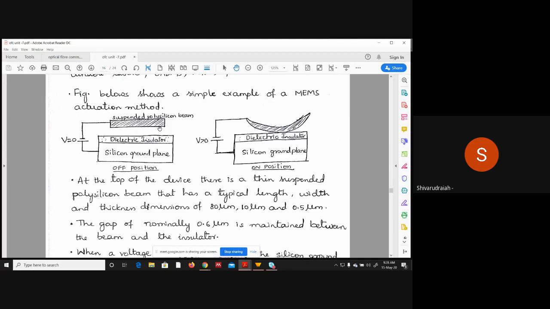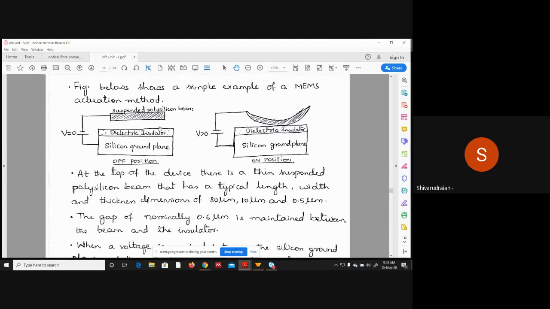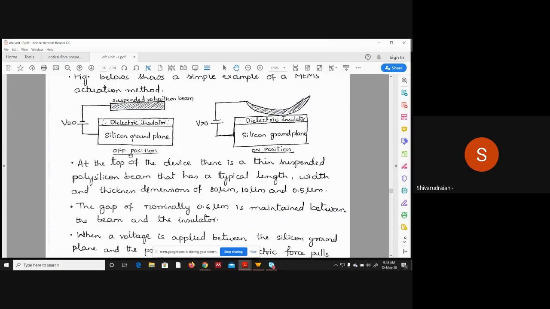So this is the setup which we have considered in order to understand our MEMS sensing and actuation. You can see the polysilicon beam has a typical length of say 80 micrometer, a width of 10 micrometer, and a thickness of 0.5 micrometer. This will be the dimension of your suspended polysilicon beam. And the gap between the suspended polysilicon and the dielectric insulator, one has to maintain at 0.6 micrometer. So a 0.6 micrometer gap, or distance, has to be maintained between the beam and insulator.